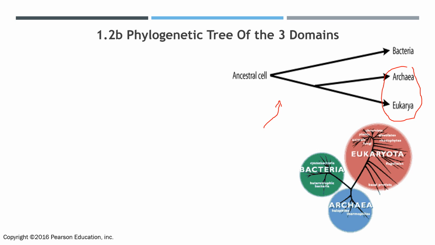And if you see the second phylogenetic tree, you have bacteria here, eukarya here, and archaea here. This phylogenetic tree is showing you that they are separated.